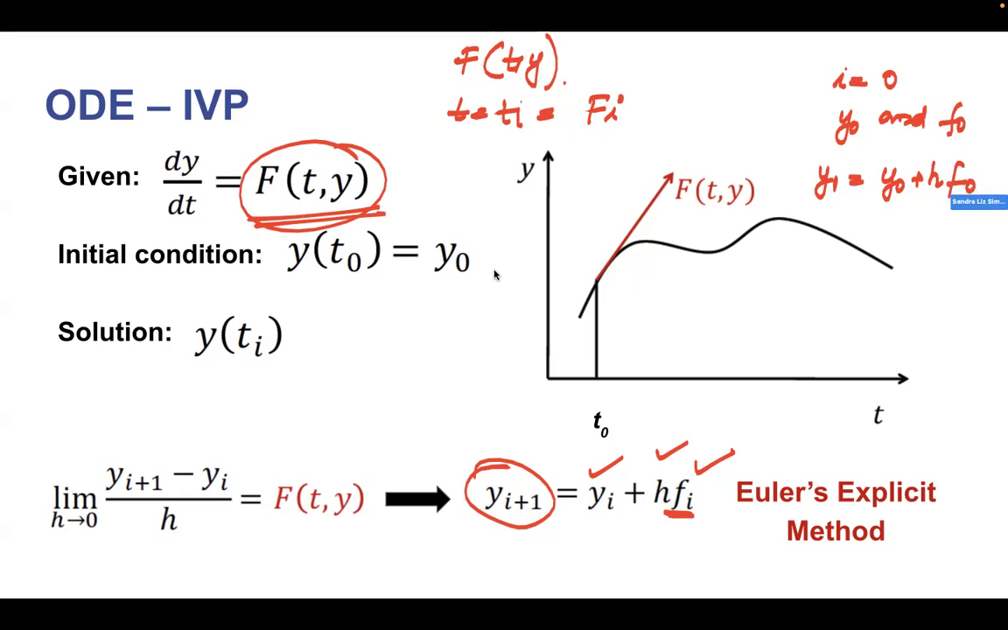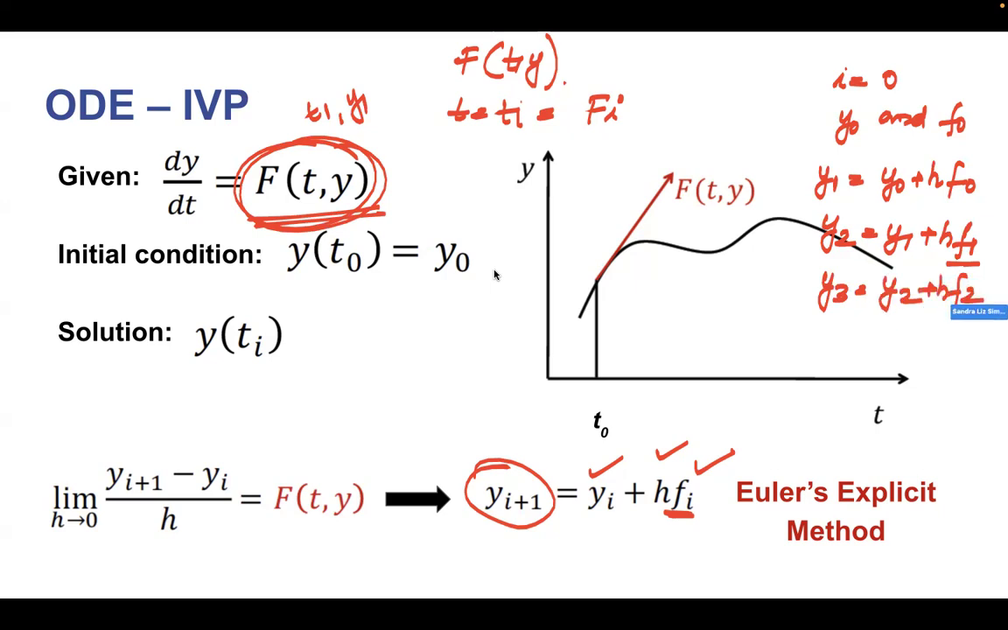Now we get y1. So now what is y2? y2 can be calculated as y1 plus h times f1. How do you get f1? Because f is already given as a function, you just substitute t1 comma y1, and you'll get f1. Again, you can go here: y3 is equal to y2 plus h f2. And how do you get f2? You just put t2 comma y2. y2 you've already got from this equation. So this is how you progress. Any doubts so far?